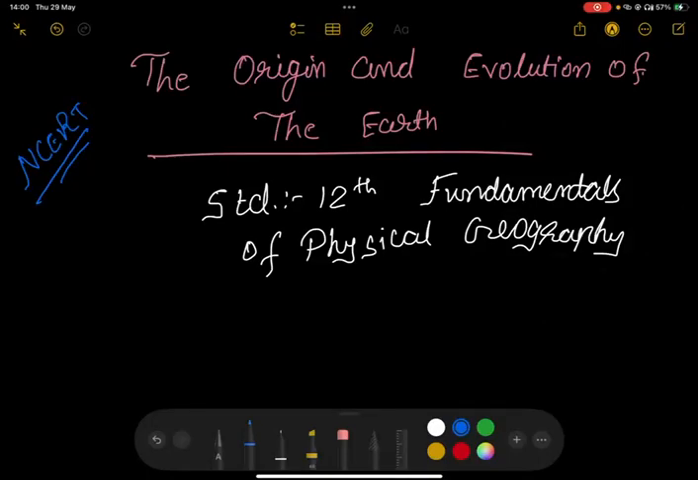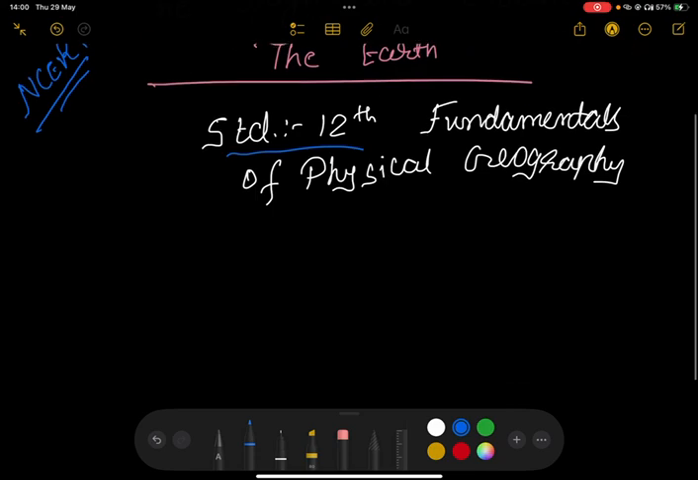Hello everyone. Today's topic of discussion is origin and evolution of the Earth. It is a part of 12th standard geography from the book Fundamentals of Physical Geography. Right? Let's start. We will go NCERT by line.